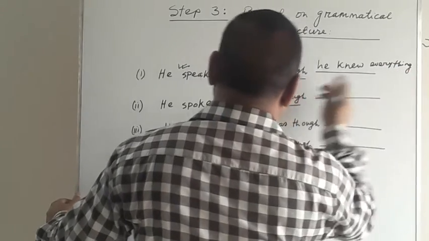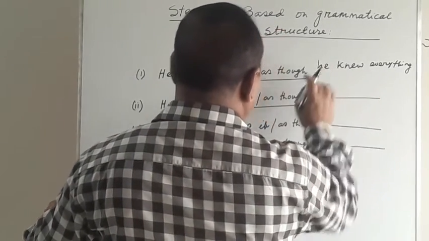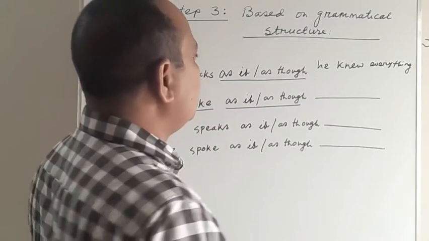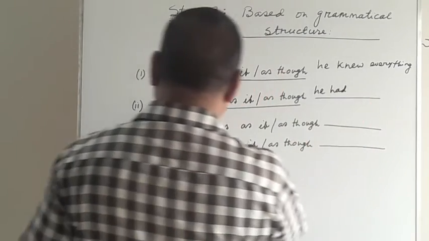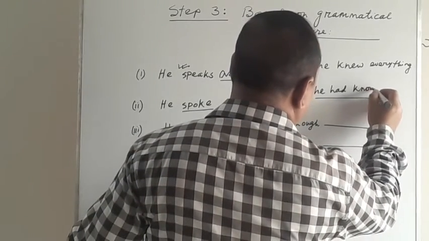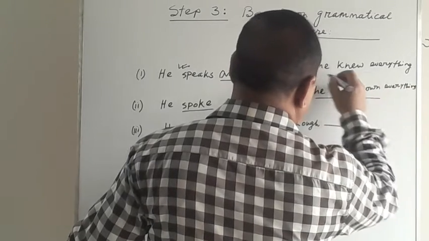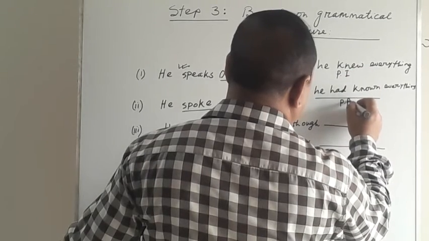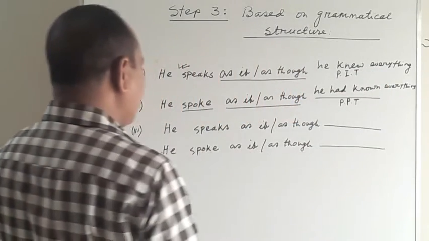I repeat, if the first portion is in the present tense, the next portion will be past indefinite tense. Likewise, if the first portion is past indefinite tense, the next portion will be past perfect tense. So we can write here, he spoke as if or as though he had known everything. Here this is past indefinite, PIT, and this is past perfect, PPT.